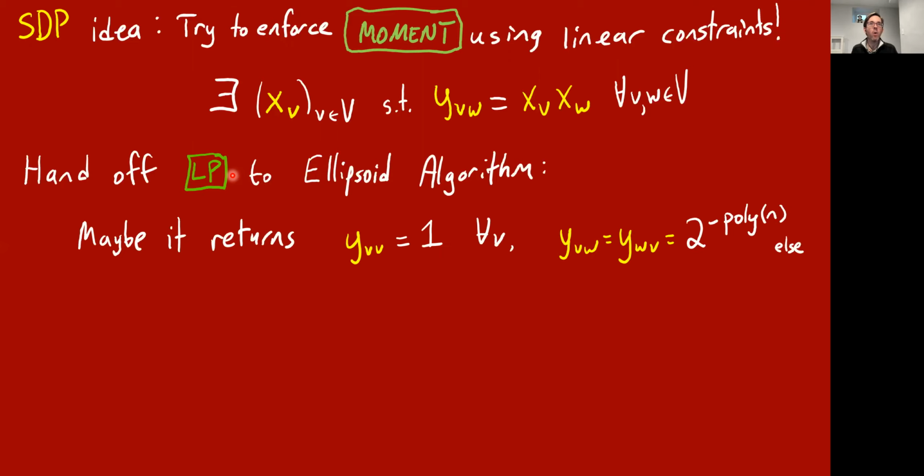And maybe it would return some values like yvv. All the yvv's are 1. That's a constraint. It's got to satisfy that. And maybe all the other yvw's are like some tiny value. Actually, I think I meant to write here negative of 2 to the poly n, not 2 to the minus poly n. I meant to say some super negative value. Anyway, imagine it gave you back a bunch of negative values for the y's.